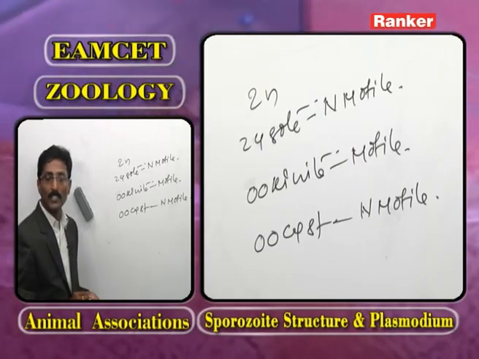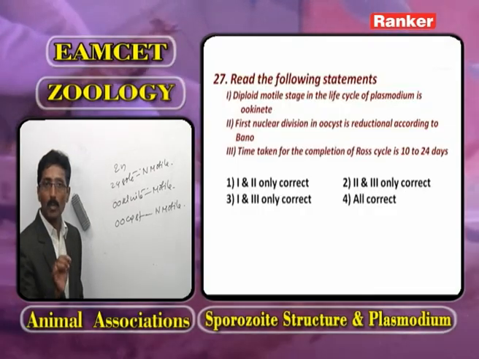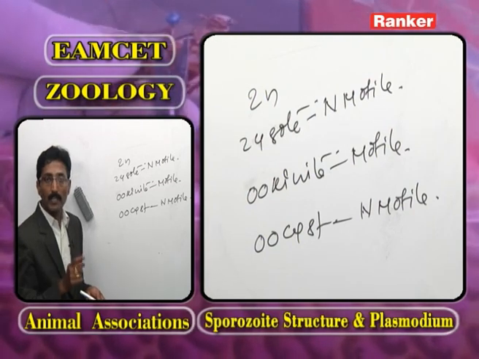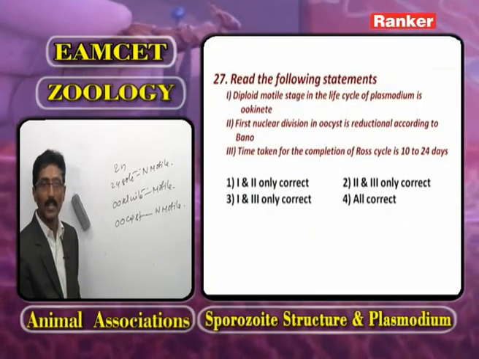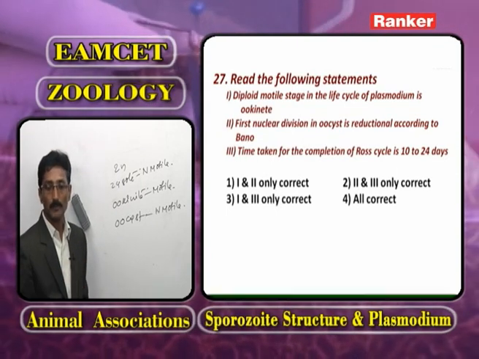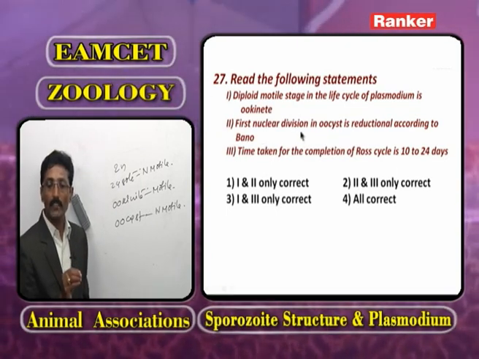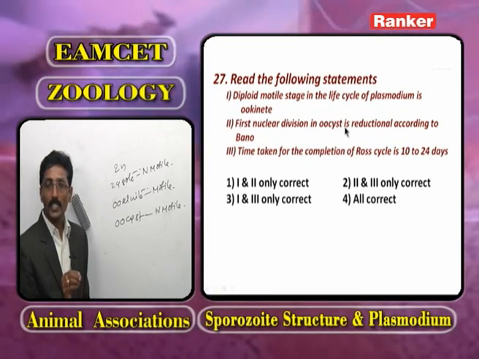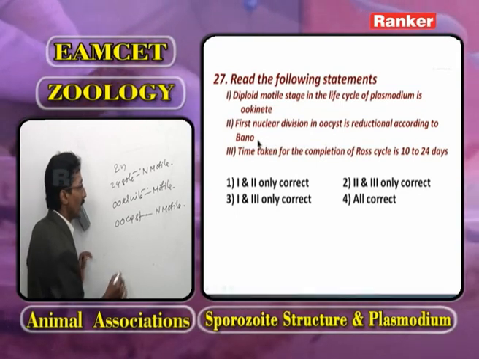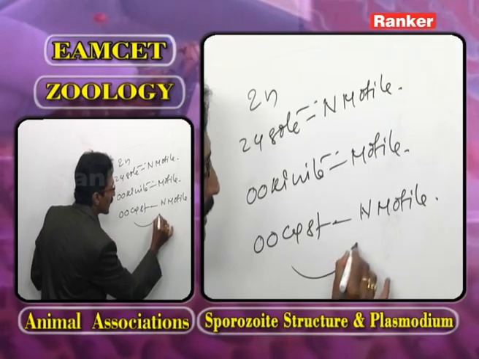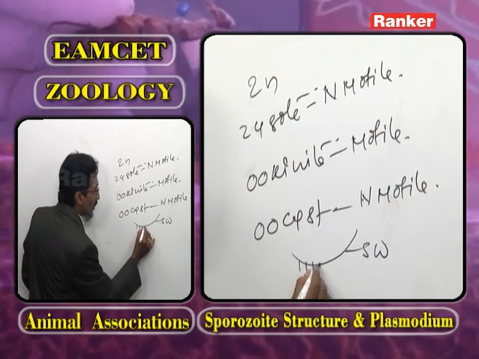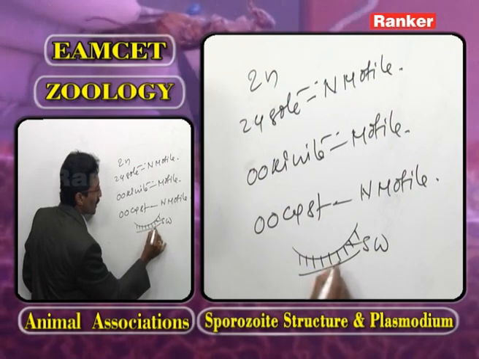All these are the diploid stages. Now here, what is the first statement? The diploid motile stage in the life cycle of Plasmodium is the ookinete. The statement is correct. Second one, the first nuclear division in the oocyst is a reductional division according to Bano. Now as we observe, this is the stomach wall of the mosquito, and this one we call the basement membrane.